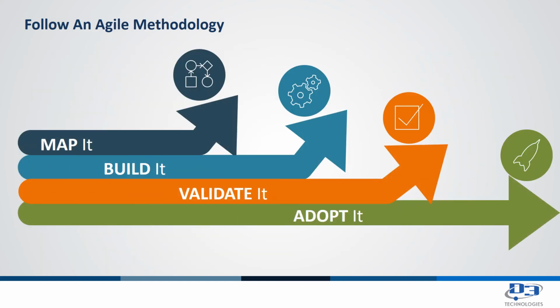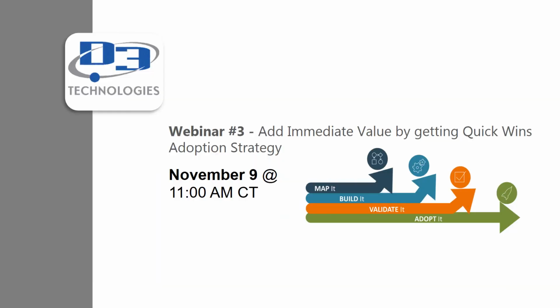So here is our Agile methodology. Map it, build it, validate it, and adopt it. So in the next session, this is what we're going to focus on and really help you lay out a process, a foundation for which to help you get started. And that will be in the final webinar, webinar number 3, Add Immediate Value by Getting Quick Wins, Adoption Strategy.